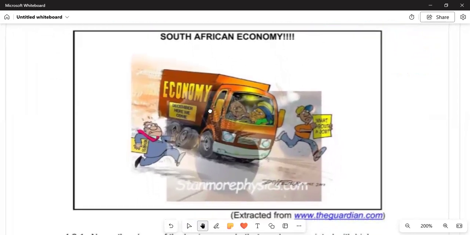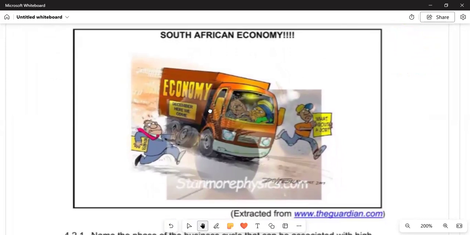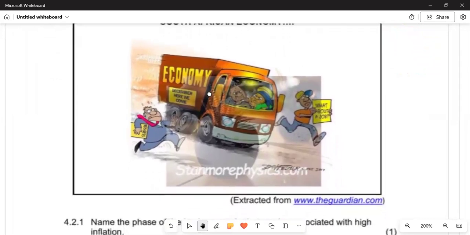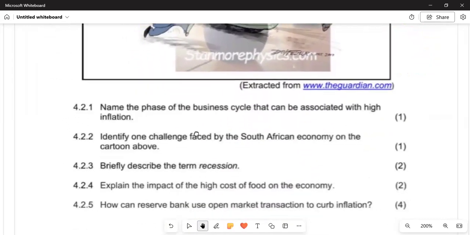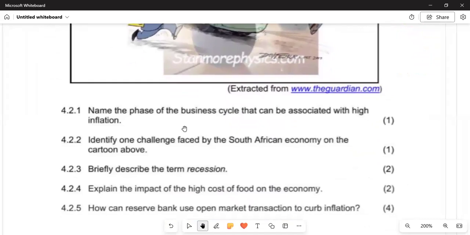Now we are to study the following cartoon and answer the questions that follow. So you can see we have this bus. We have these two people. But let's quickly go to questions so that we can answer the question looking at the cartoon.